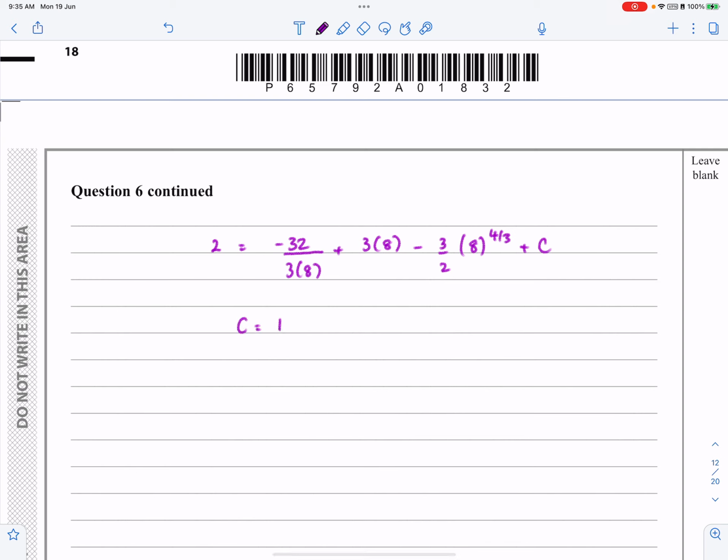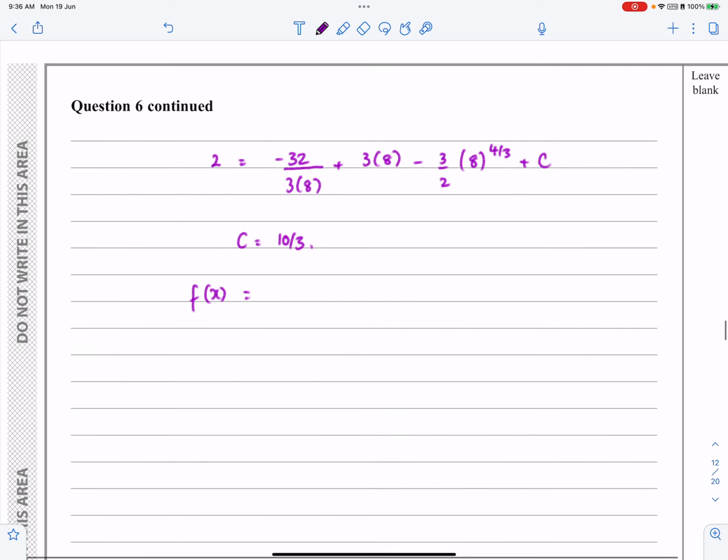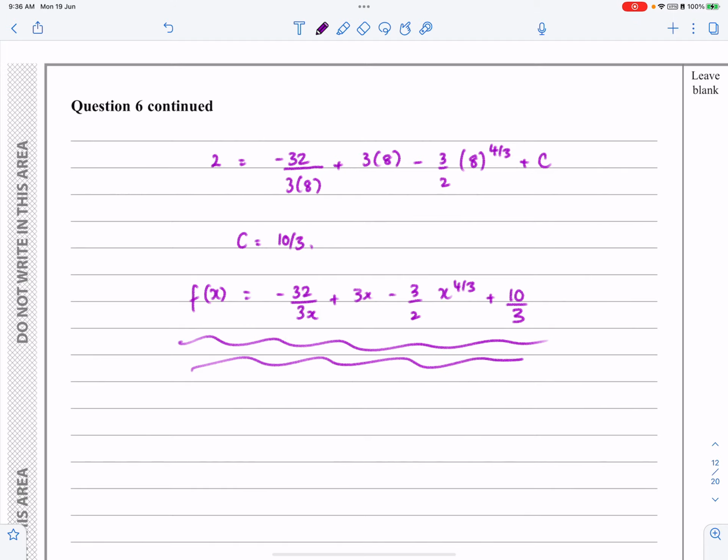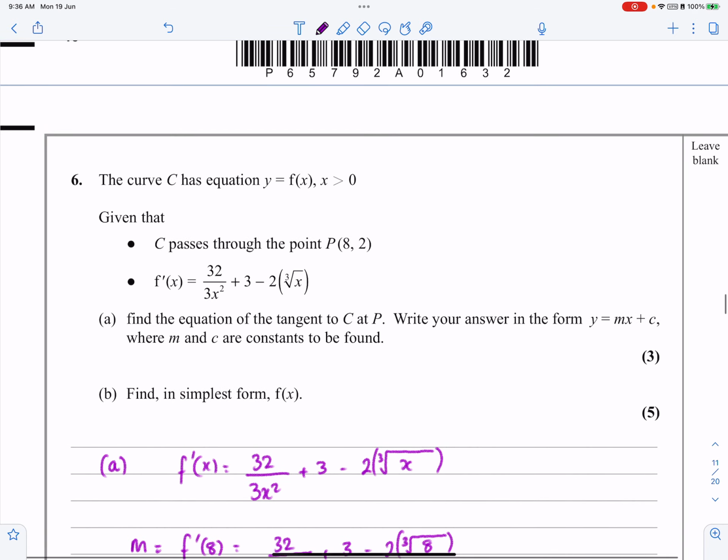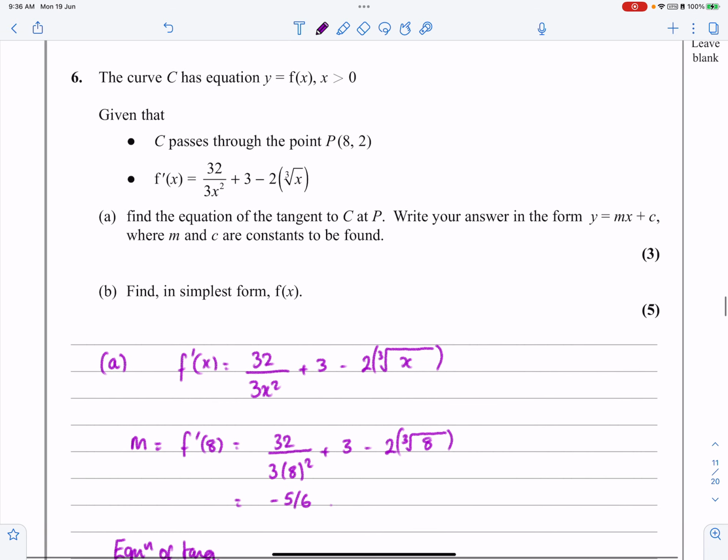to be equal to 10 over 3, which means that my final answer for f(x) is minus 32 over 3x plus 3x minus 3 over 2 x to the 4 over 3 plus that constant 10 over 3. Just go back and check. Yeah, nothing else there. Just put the answer in the simplest form. So that's what we've done. Hopefully that makes sense.